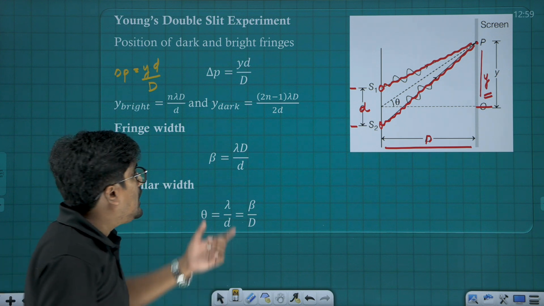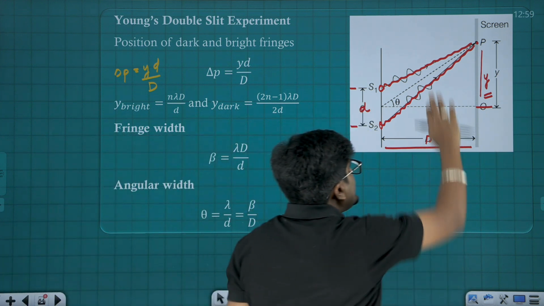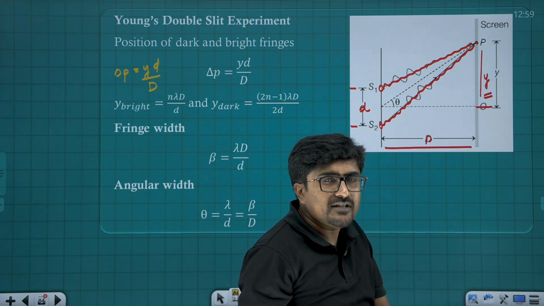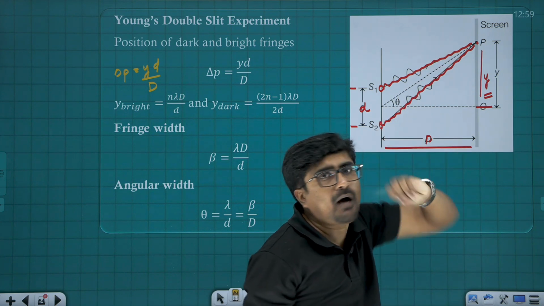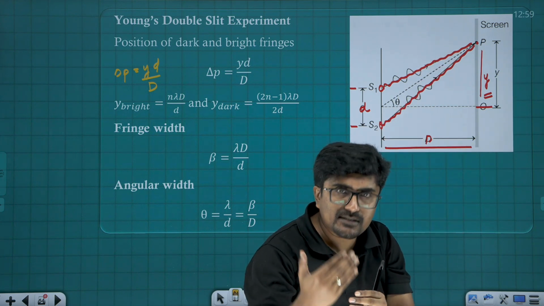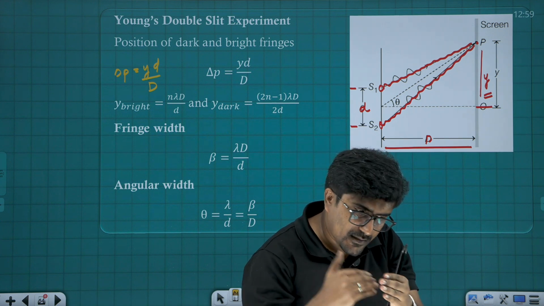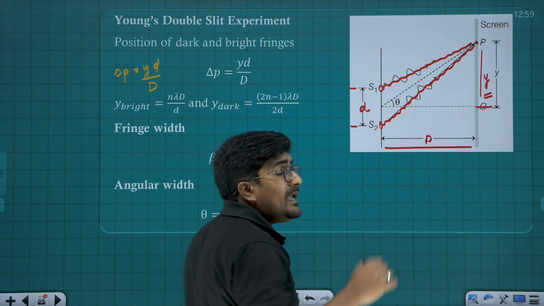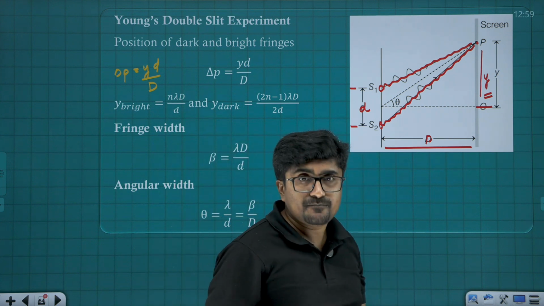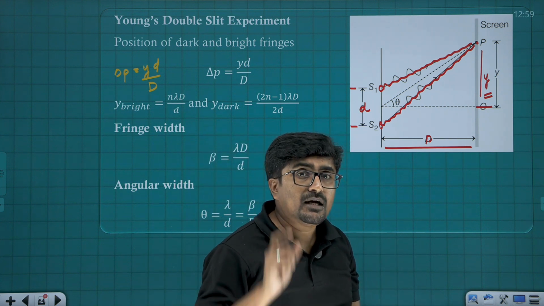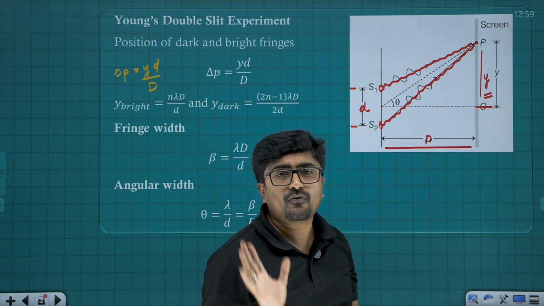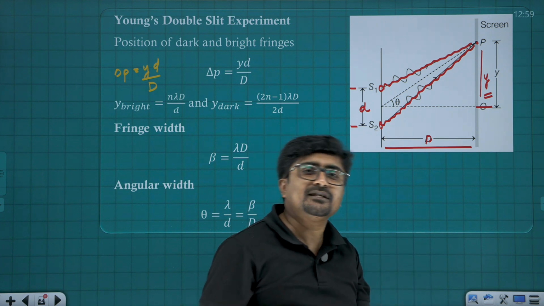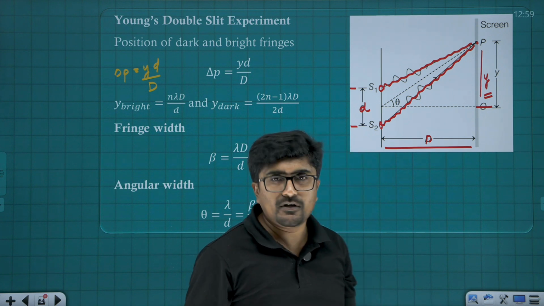Here, delta P is equal to y d upon D. And if the intensity is increasing, that means it is constructive interference, that is the maxima. Destructive interference means the intensity is decreasing. A completely bright fringe is the best version of constructive interference, and a completely dark fringe is the best version of destructive interference.